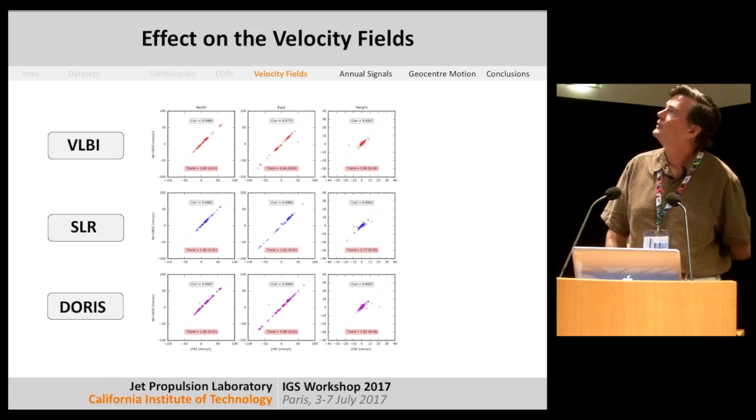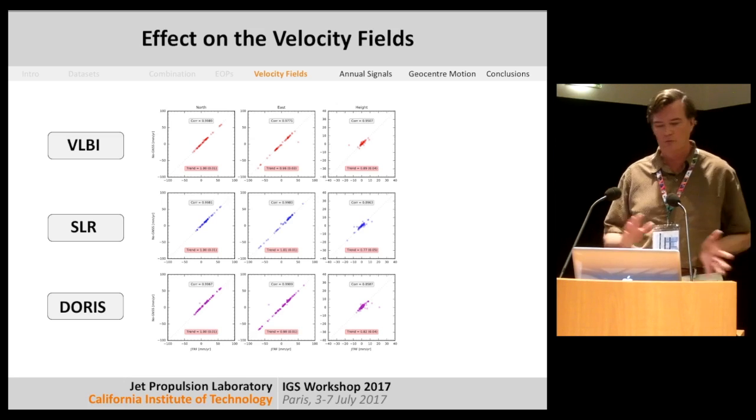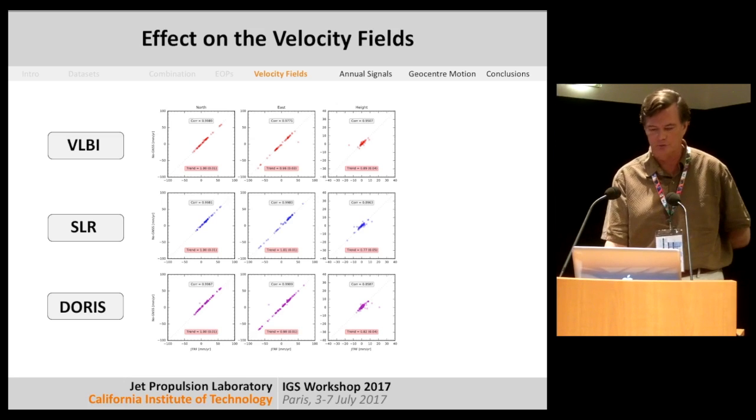For the vertical, which is the last column there, the height, there is a bit more scatter, but the range and the motion is also much smaller.